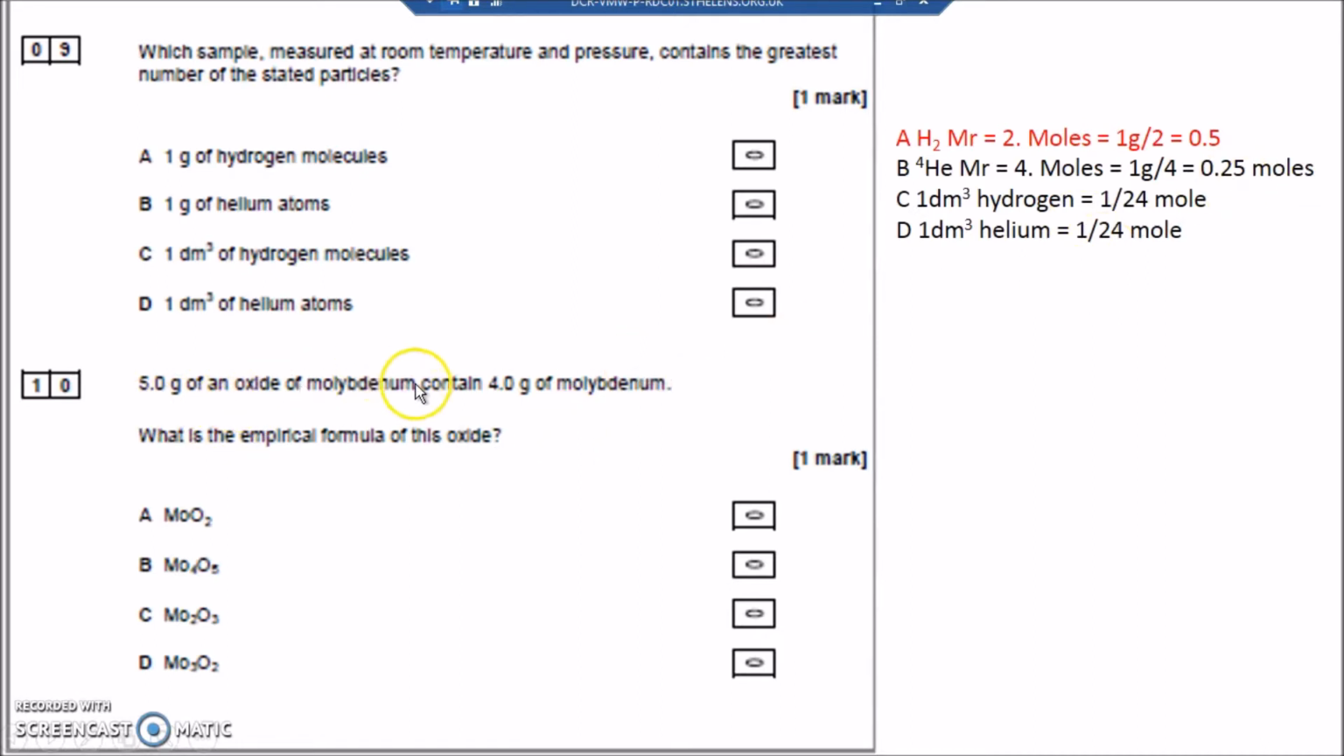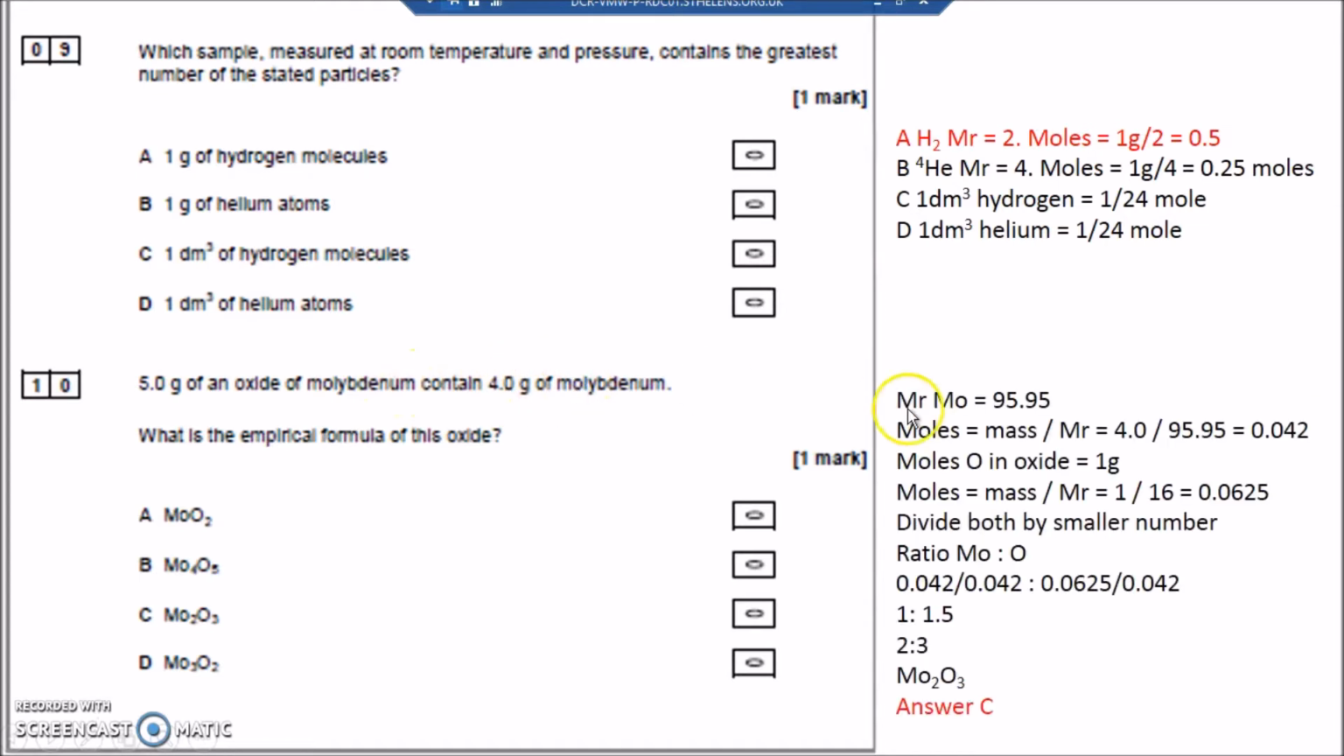5 grams of an oxide of molybdenum contains 4 grams of molybdenum. So I can look up the MR of molybdenum, 95.95. I can work out the number of moles of molybdenum in this oxide. Mass divided by MR is 4 divided by 95.95, 0.042. I know that there's 1 gram of oxygen in this oxide because there's 5 grams of the oxide and 4 grams of molybdenum.